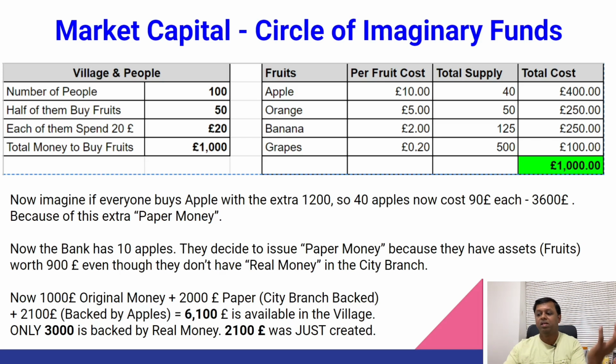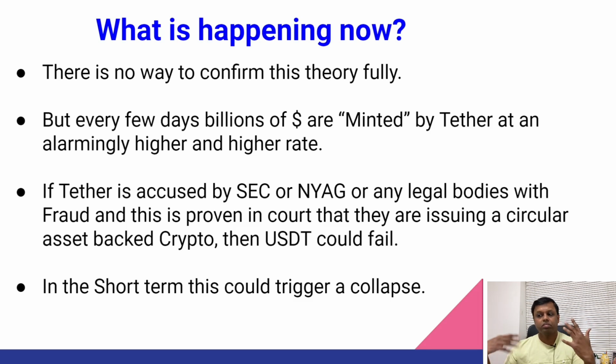2,100 was just created because of a circular ecosystem that these guys are creating, because they're able to print the paper money using these apples, which were inflated in price because of the paper money in the original scenario. Now this is just a theory, right? So it may or may not happen because they've not disclosed what their financial assets are. But what it means is that it's creating a circular ecosystem, which means that it's inflating the prices of the apple in a circular way. It's just going on and on and on. So there's no way to confirm this theory fully.